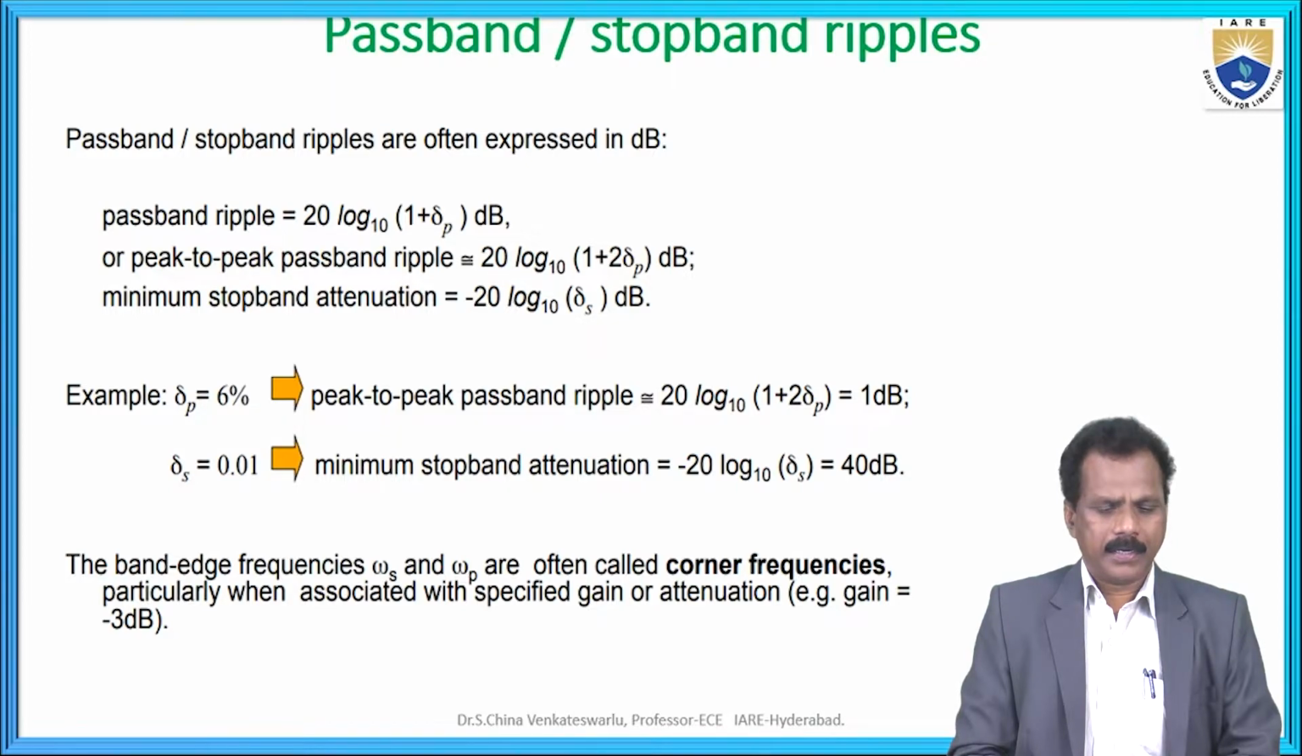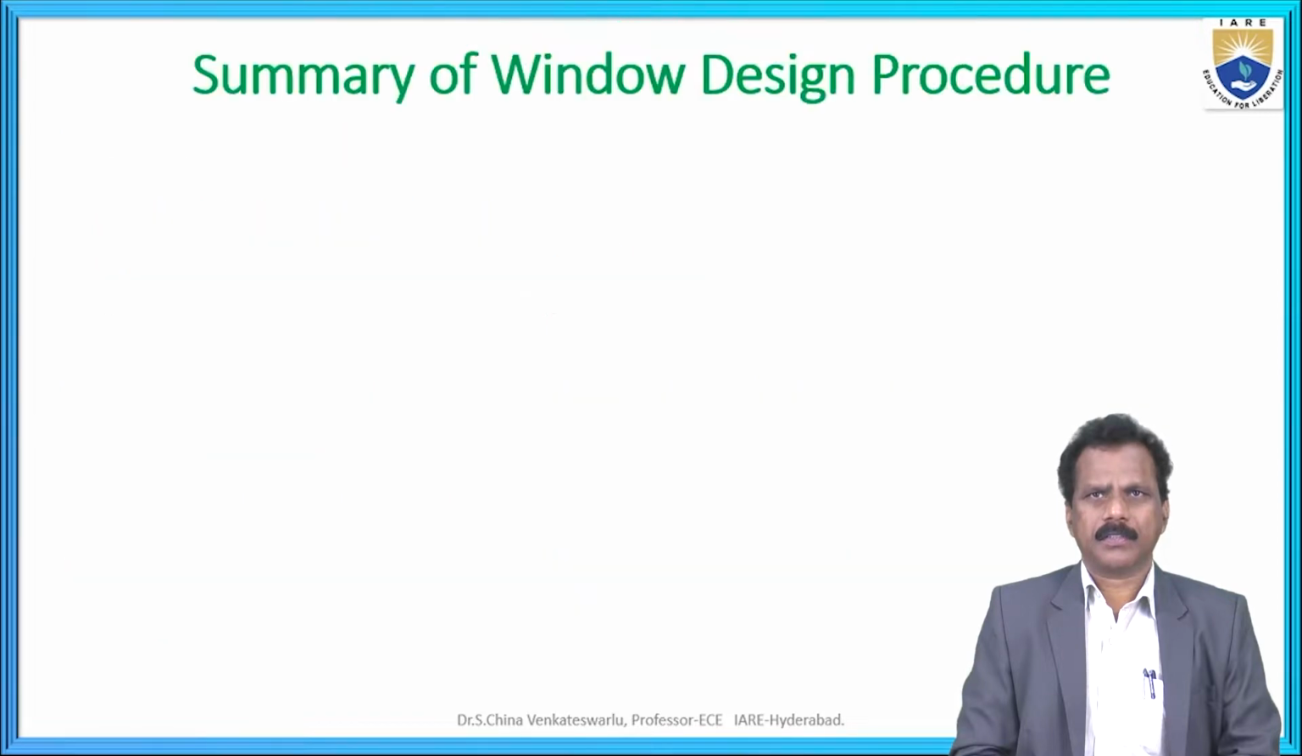So the band edge frequencies, omega s and omega p, are often called corner frequencies, particularly when they are associated with a specified gain or attenuation, say for example a gain of minus 3 decibels per decade. So for this, the passband and stopband ripples are often expressed in terms of decibels.